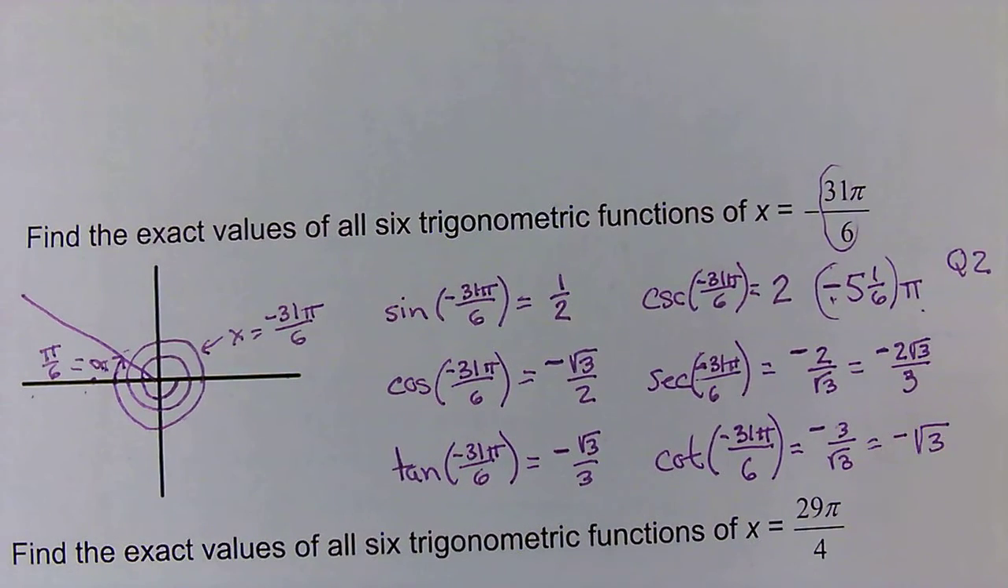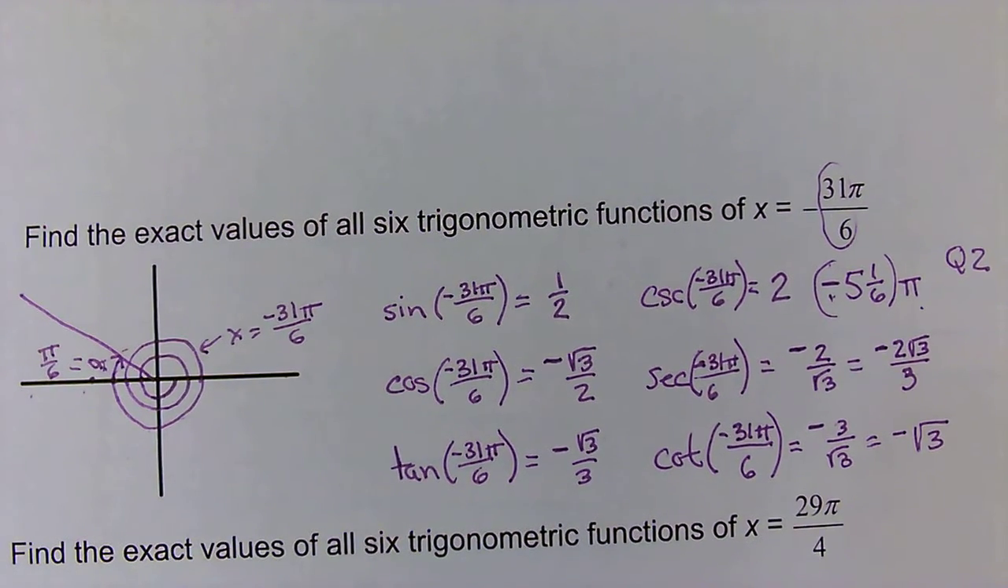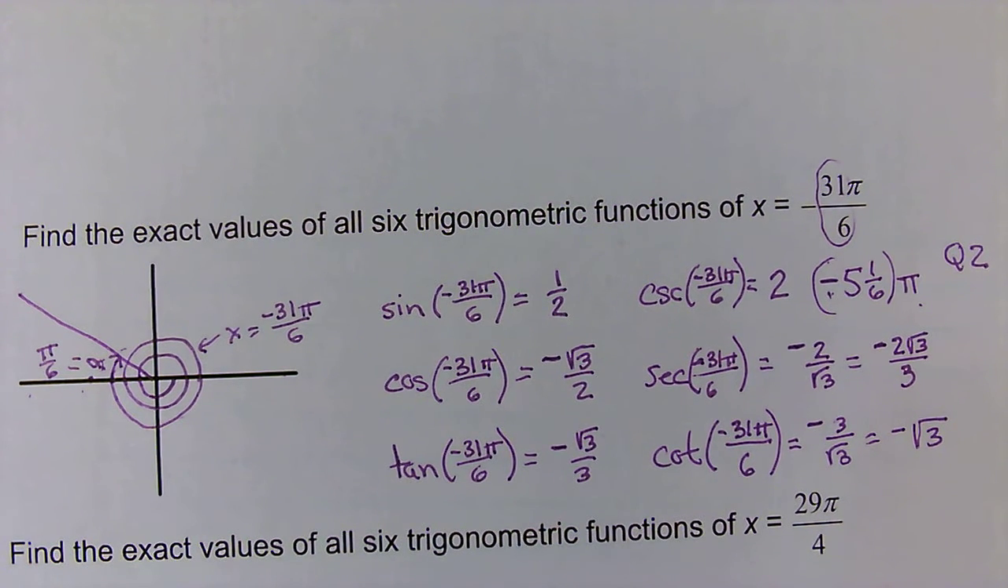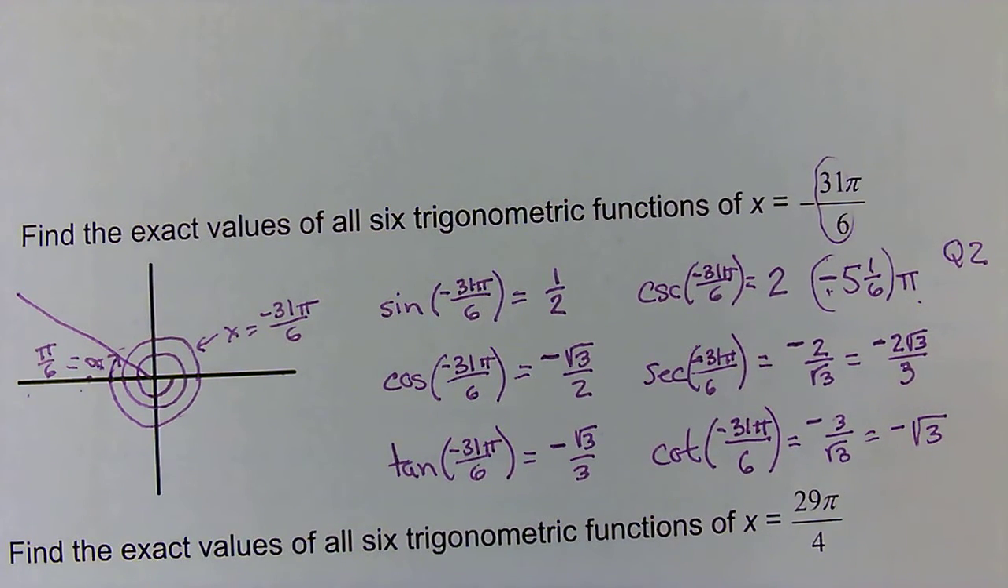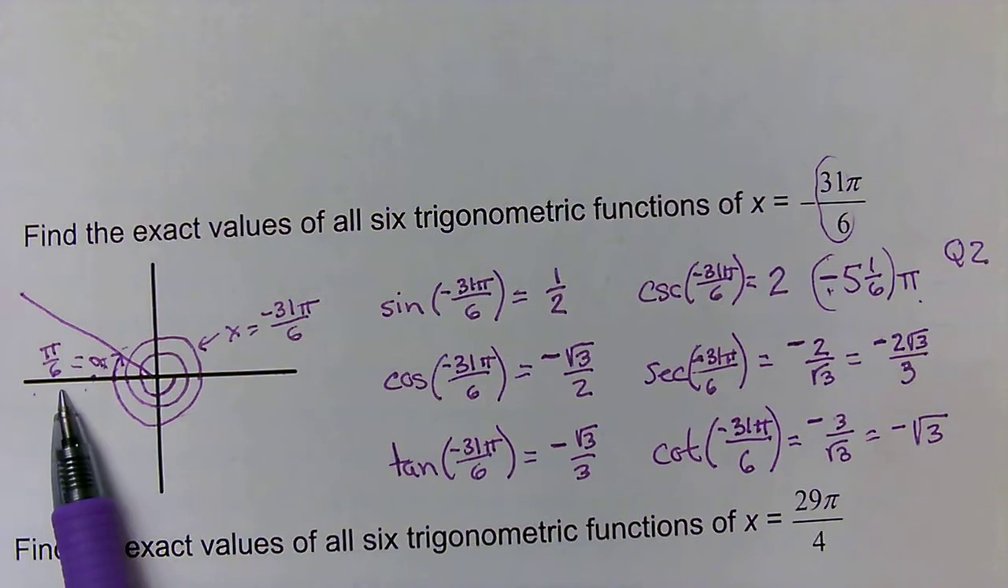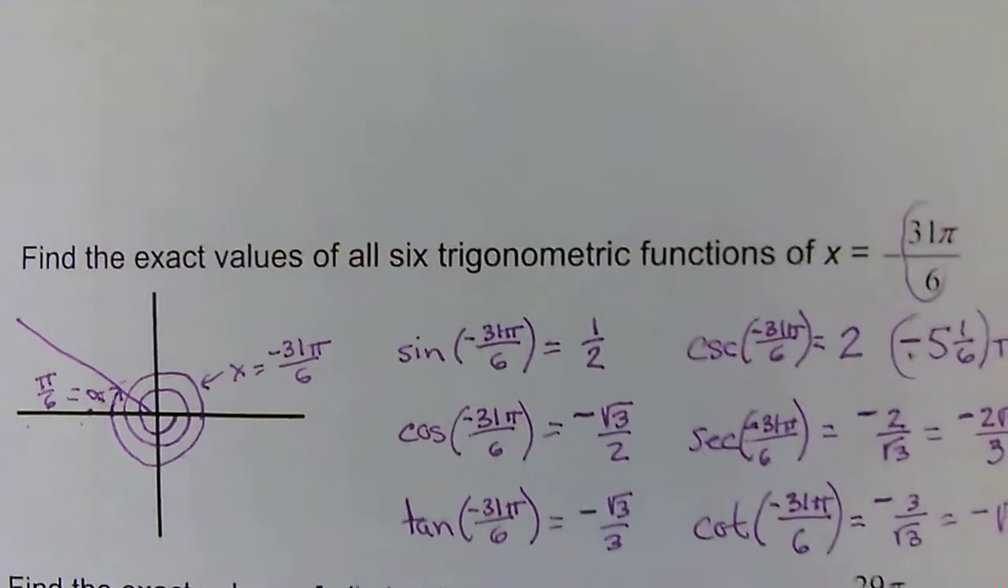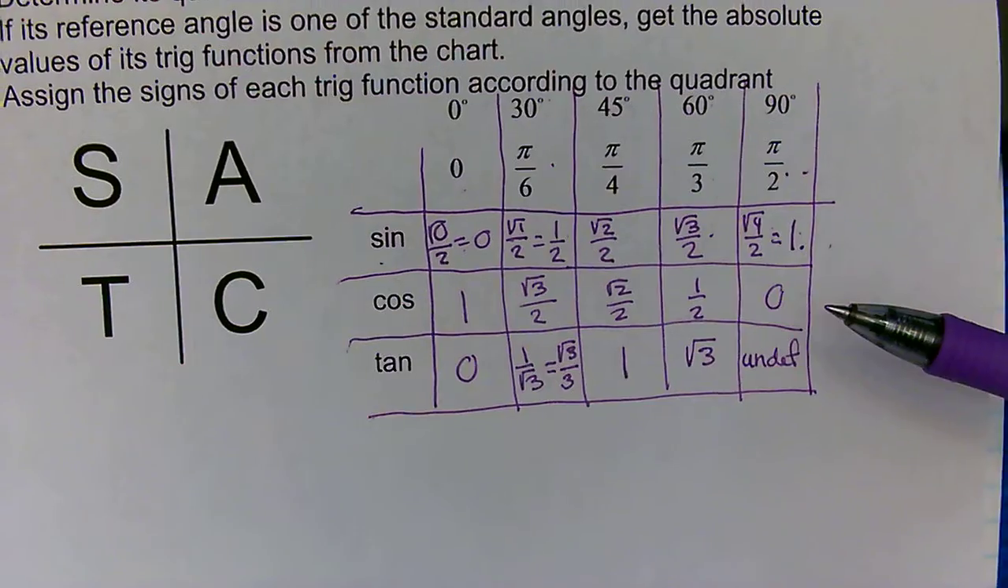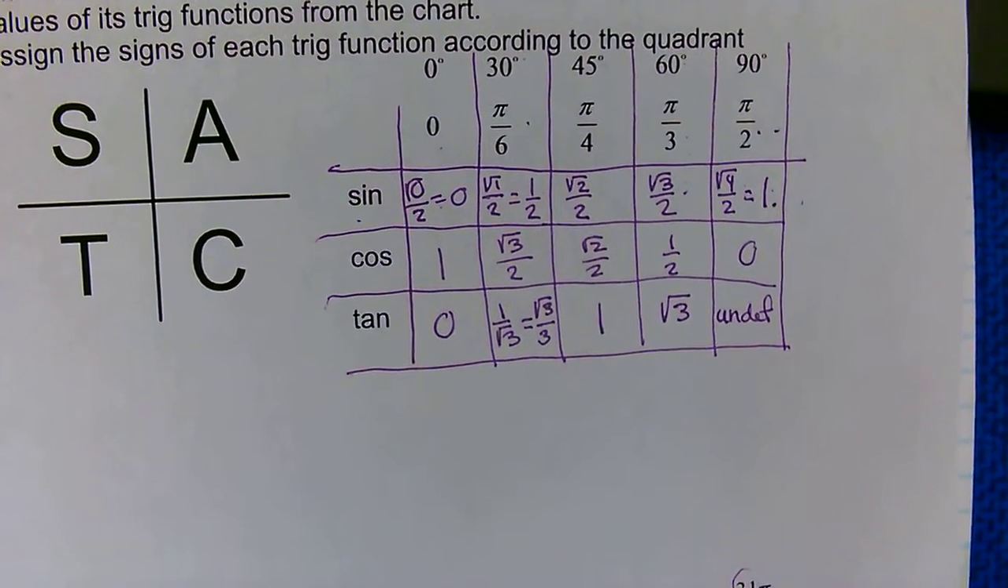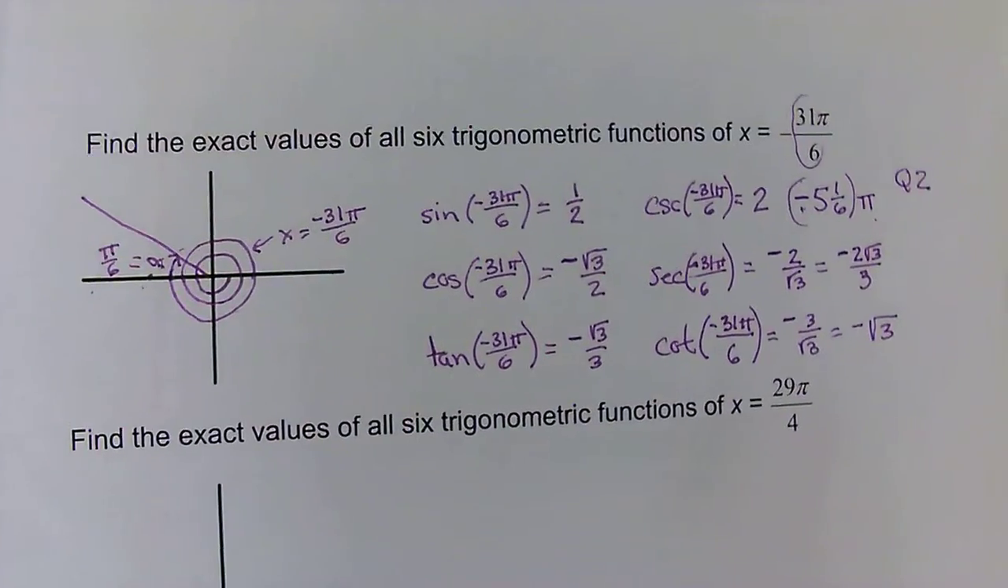So you sketch the angle so you can figure out which quadrant its terminal ray lies in. That determines whether the sines, cosines, tangents, and so on are positive or negative based on our ASTC that we discussed. And you find how big its reference angle is, and then you just use the values from the chart to find the values of the trig functions. Okay, one last example.